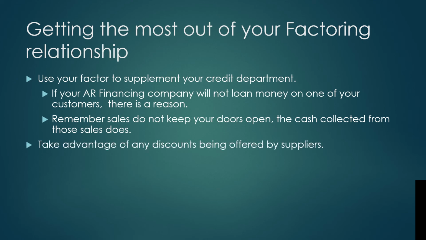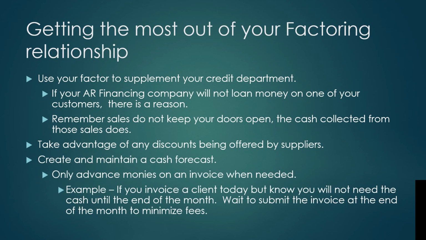Another thing you want to do is take advantage of any discounts being offered by your suppliers. I don't recommend a company offer 2/10 net 30 to their customers, because you never know if they're going to pay. And that 2%, if you annualize that out on an annualized basis, it's like 73%. You're far better off entering into a factoring relationship where you know you're going to get the money in 24 hours versus offering your customers a 2% discount.